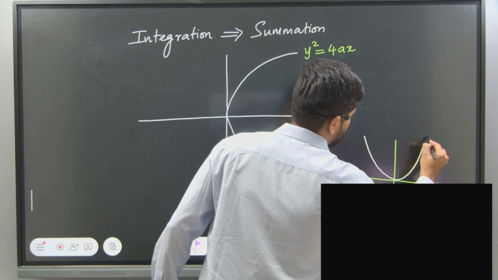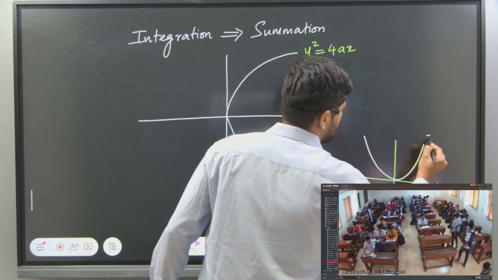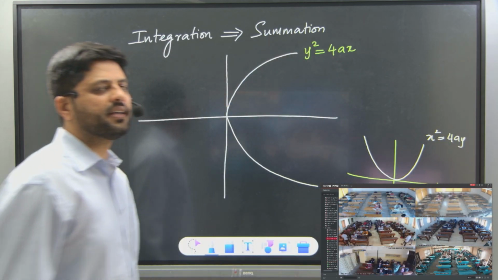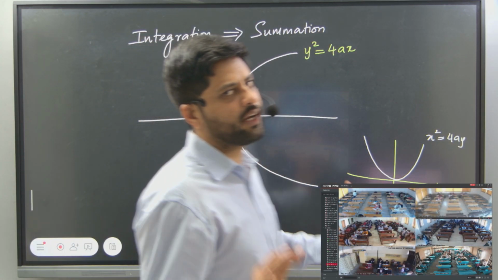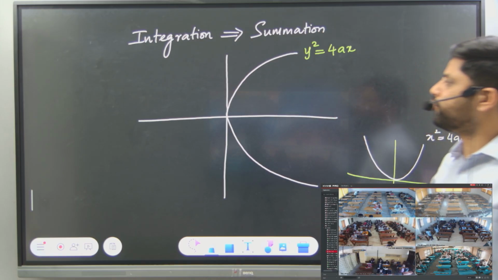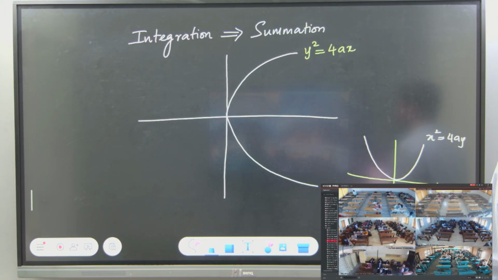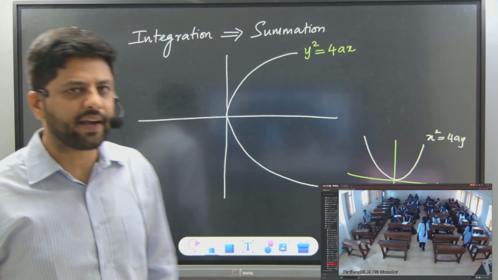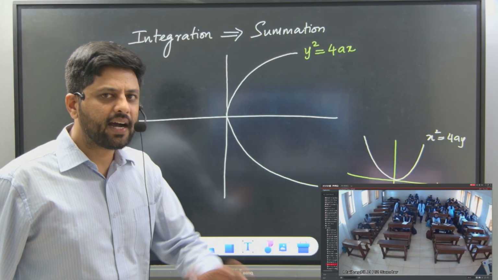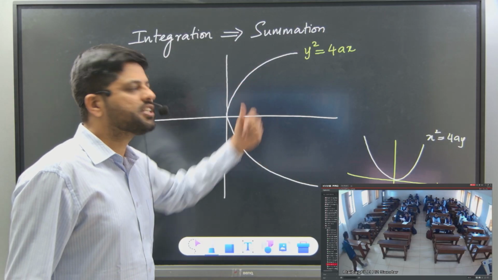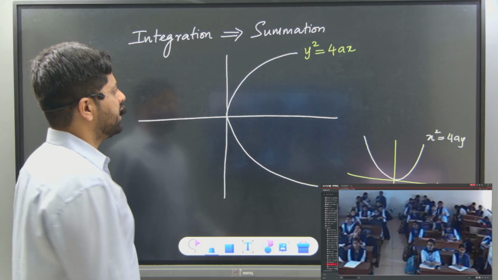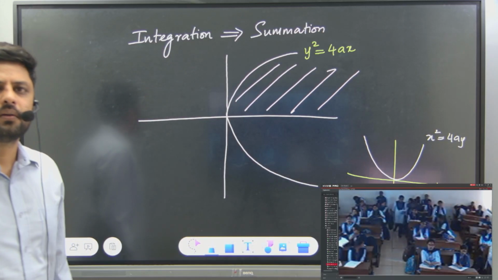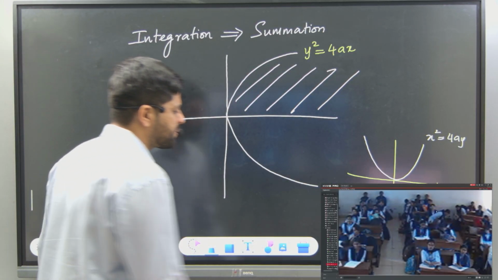So if the parabola is like this, what is the equation of this parabola? X square is equal to 4ay. Very important. It will not be given in the diagram. We should only do it. So y square is equal to 4ax will be like this. Now they will ask you to find out the area under the curve, area under this parabola. Now the area is completely open.